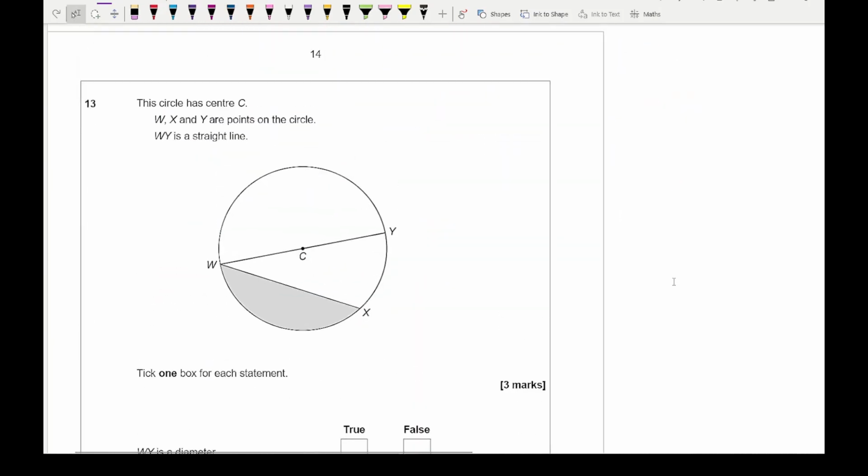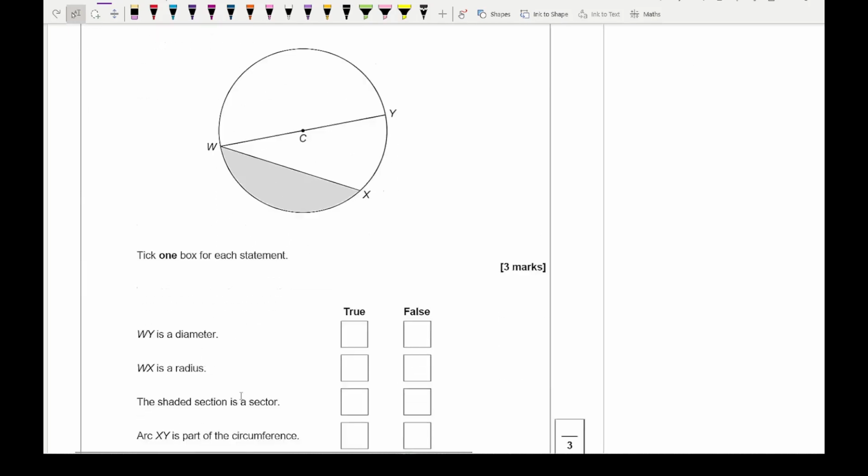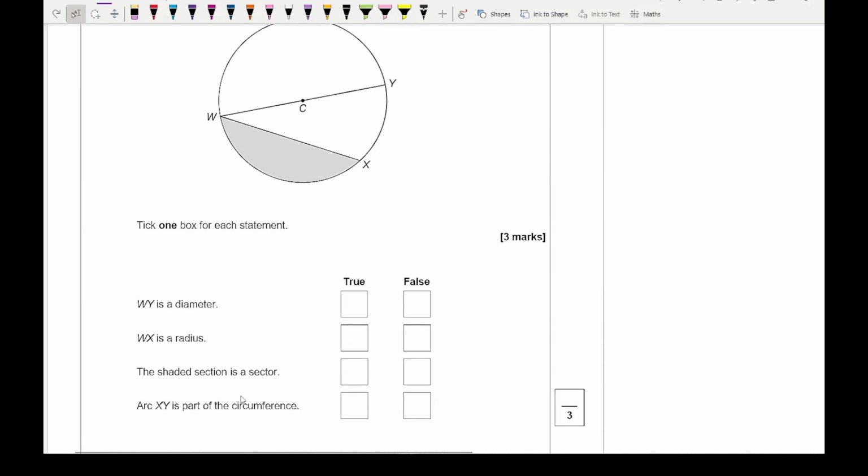Moving on to question 13, it says this circle has a center of C. It says W, X and Y are points on the circle and WY is a straight line. Tick 1 box for each statement. So for this, WY is a diameter. Well, it is the diameter simply because we've got a straight line that goes through the center. So that is going to be true.